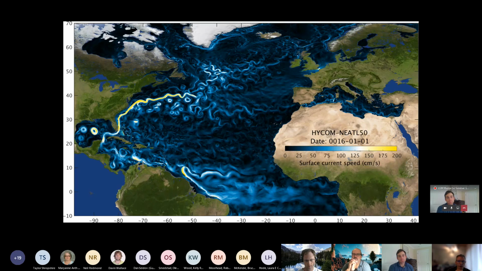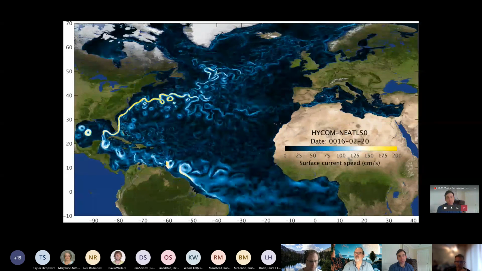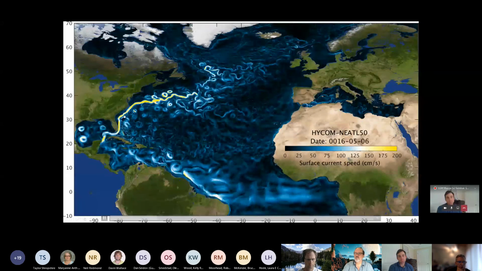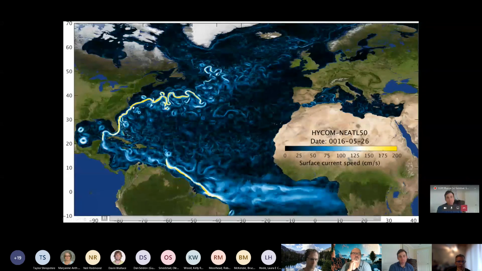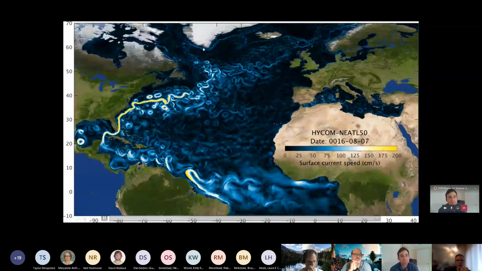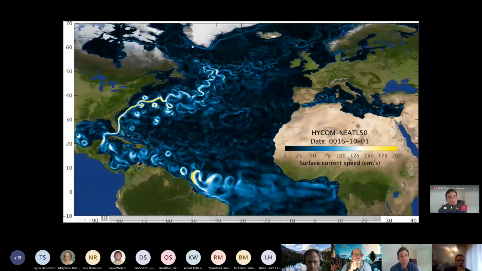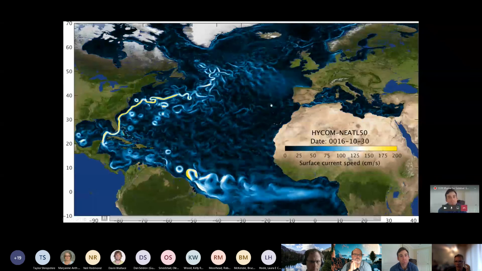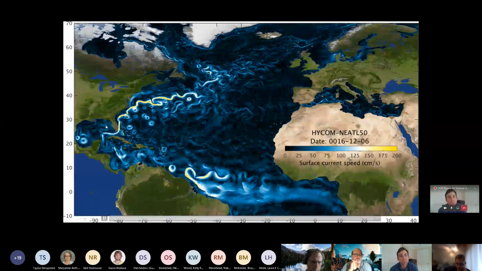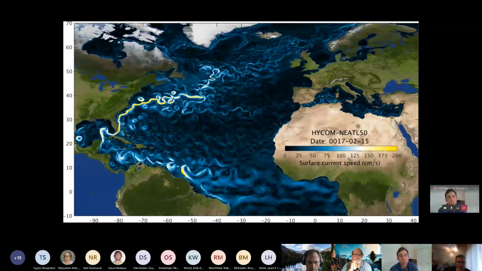So here's a movie just so we see what the 1/50th degree does. You see that in this case, you have a little deflection at the Charleston bump, nice separation of the Gulf Stream, nice penetration in the interior, eddies forming north and south. You can see also in the subpolar gyre and the Labrador Sea, some eddies being formed here. Also eddies forming through the loop current and so on. That's just the speed, so the surface current speed.